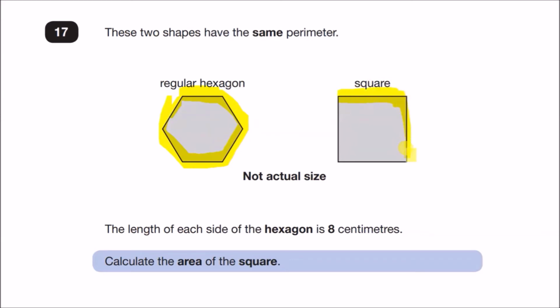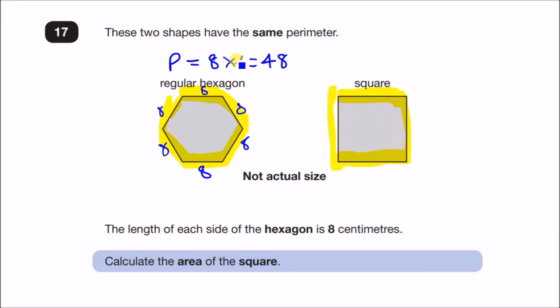Okay. Now, the length of each side of a hexagon is 8 centimeters. So this is 8, meaning we've got a total of 8 plus another 8 plus 2 more 8s, meaning we've got 6 times 8. So the perimeter of a hexagon would be, well, 8 times 6, it should equal 48.